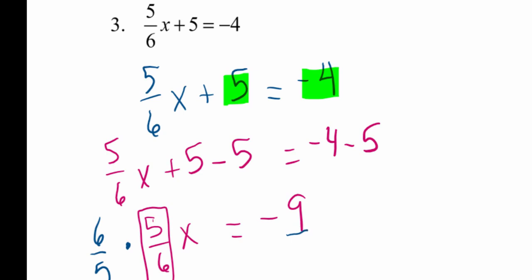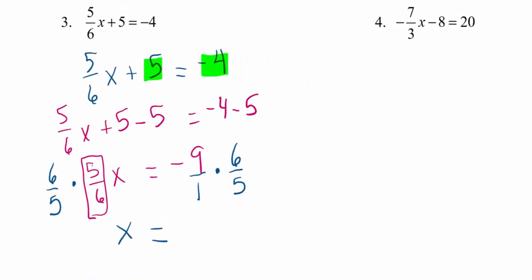So use the multiplication property. I'm going to put a 1 under here. And we're going to multiply both sides by the reciprocal of 5/6 because that will give us our 1 in front of the x, right? 6/5 times 5/6 is 1. And so we get 1x on the left-hand side. On the right-hand side, we're going to multiply straight across. So we get a negative 54 over 5.